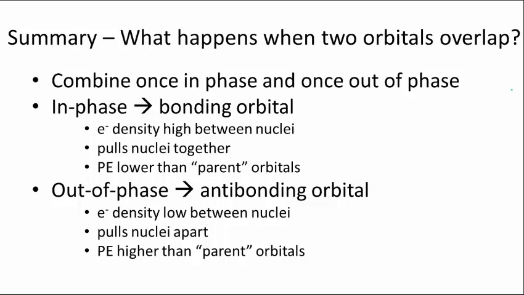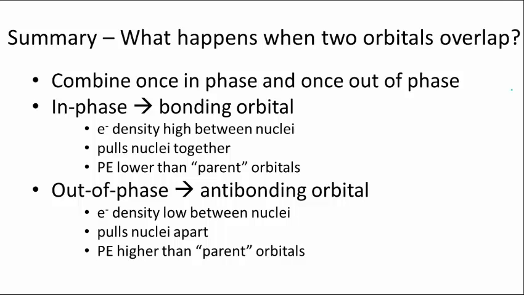So this is just a summary. When we overlap two orbitals, we combine them twice. We combine them once in phase and once out of phase. When we combine them in phase, we made a bonding orbital that had high electron density between the two nuclei, so it pulls the nuclei together.